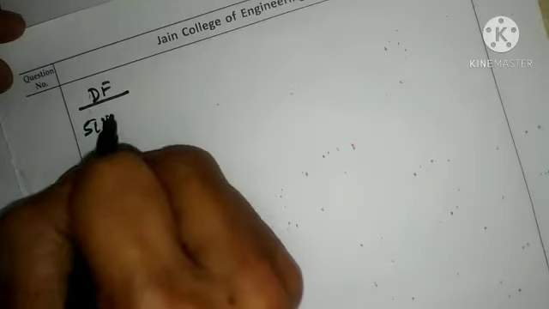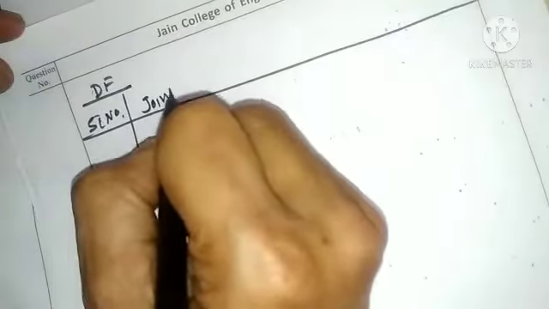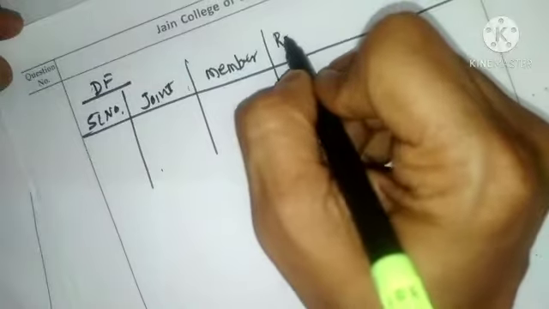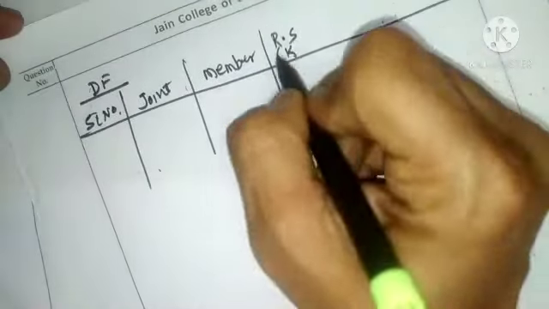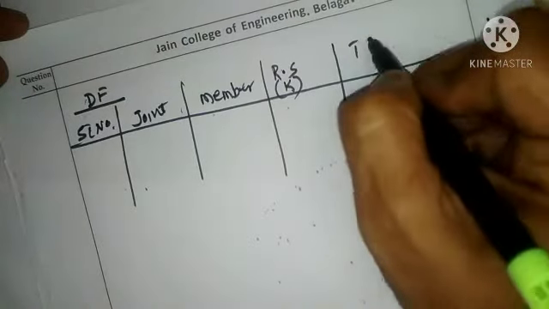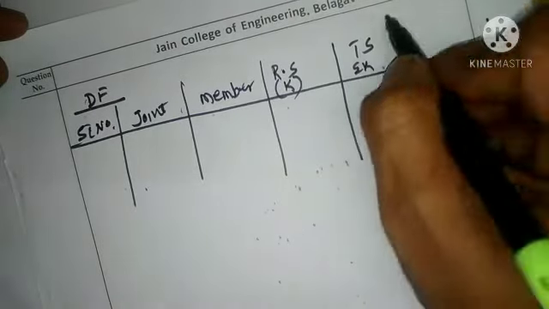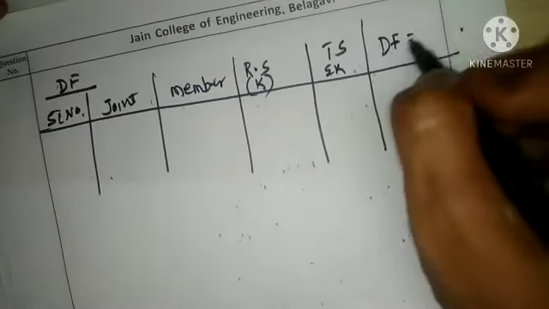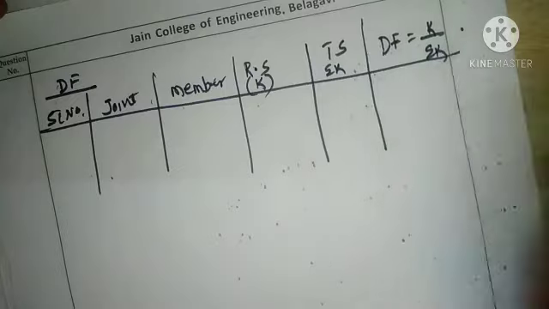To calculate this particular value of distribution factor, make a table with columns: serial number, joint, member, relative stiffness, which I call RS and mathematically represent as K, total stiffness, which will be calculated as summation K, and the formula to calculate distribution factor will be DF is equal to K divided by summation K.